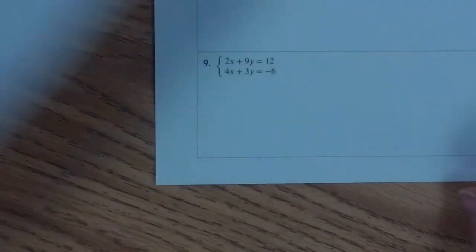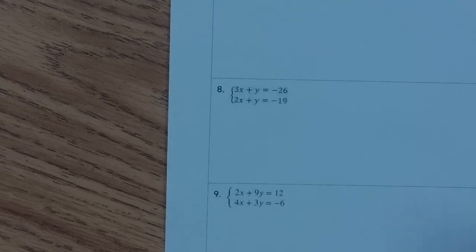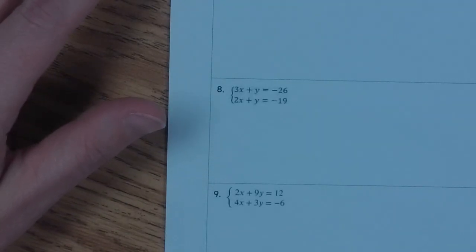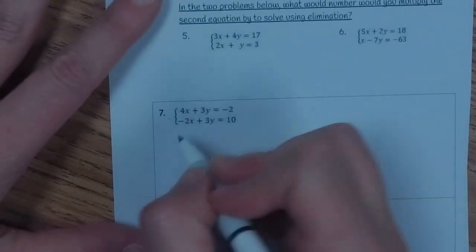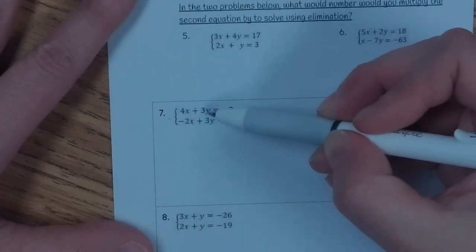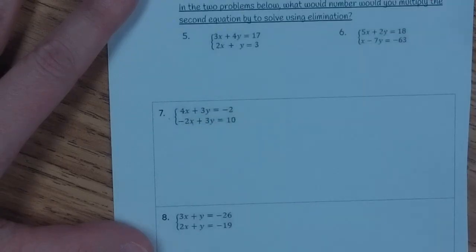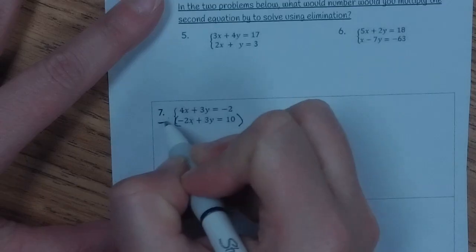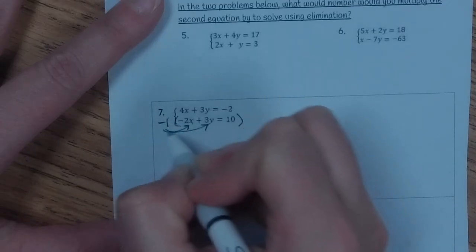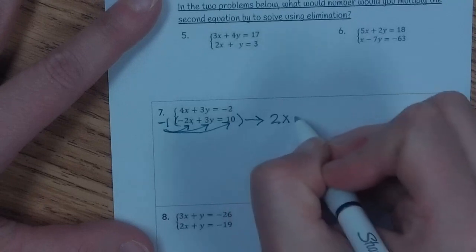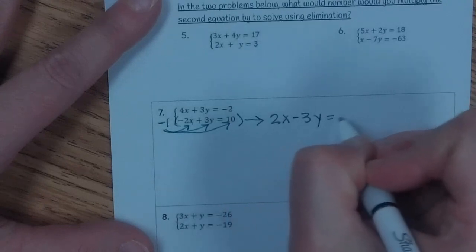So let's try that a few times on this second page here. Let's look at number 7. On number 7, we notice that we have 4x and negative 2x, and we have 3y and positive 3y. Nothing cancels, but if I multiply the second equation by negative 1 all the way through, it turns into 2x minus 3y and negative 10.